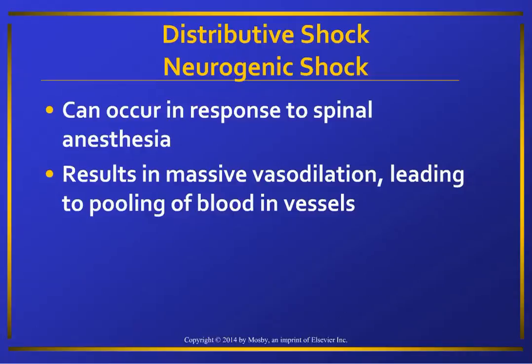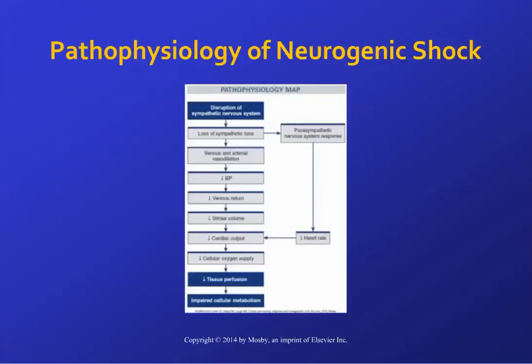Depression of the vasomotor center of the medulla from drugs such as opioids or benzodiazepines can also lead to decreased vasoconstrictor tone of the peripheral blood vessels, resulting in neurogenic shock. This is a depiction of the pathophysiology of neurogenic shock.